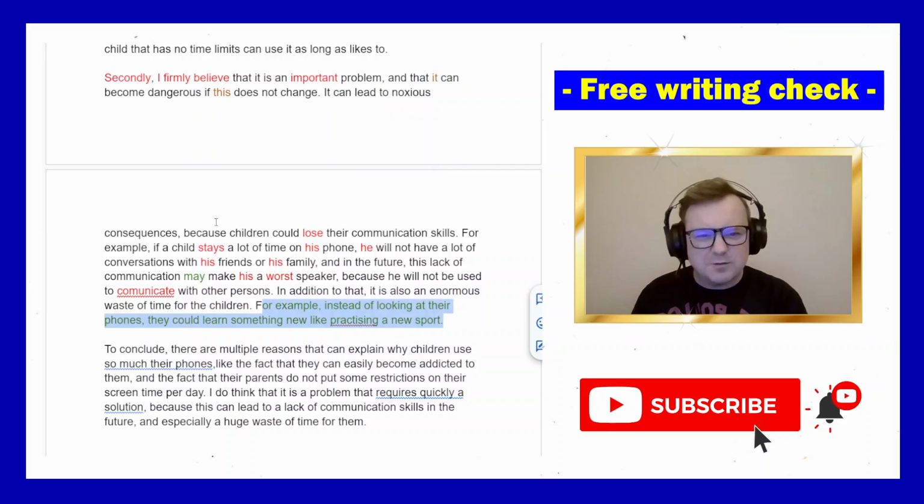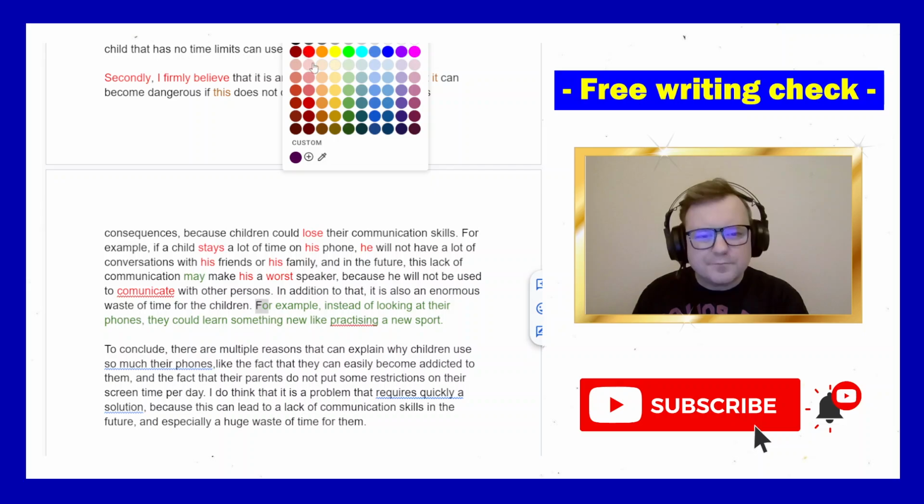The first argument that they will lose all of their communication skills or they'll become a worse speaker, I don't think that's really well explained. But the second part, that it's a waste of time, okay, not so bad.